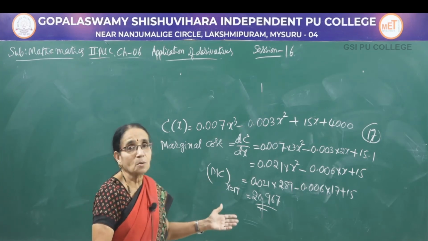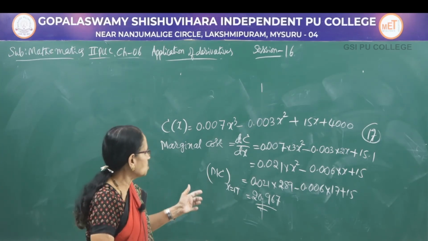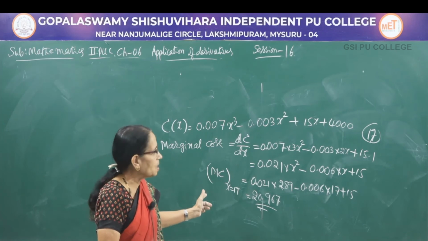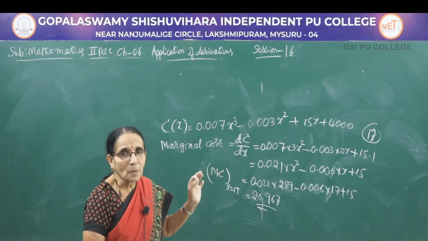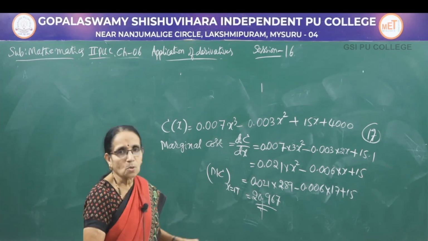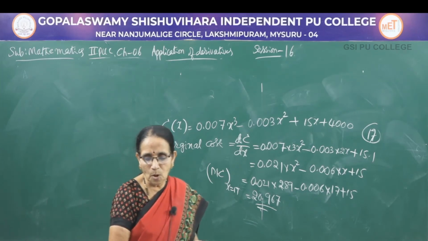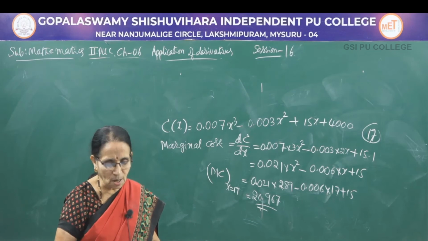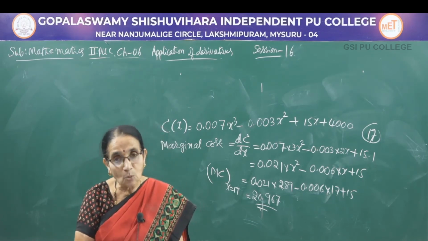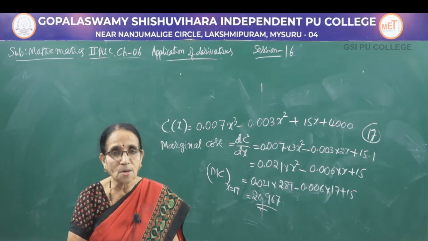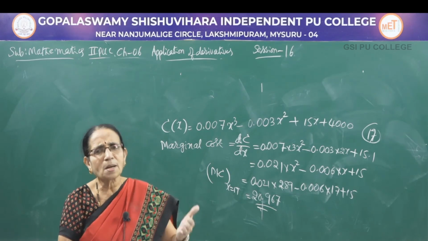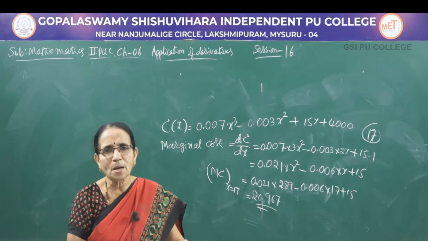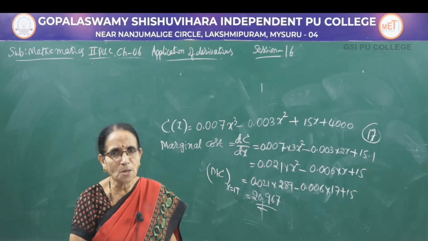It is generally given in rupees. So how do you write? The marginal cost when 17 units are manufactured is equal to rupees 20.967. So whenever the cost function means the cost involved in manufacturing certain units of a particular item, whatever may be the item here, the item usually will not be specified.